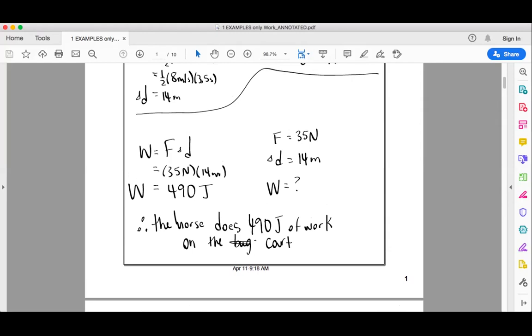And the way that we report it in this chapter, it's important to write therefore statements, because you can't just say work. You'd say work done by something on something else. So you'd say 490 joules of work done by the horse on the cart. You'd have to say by the horse on the cart in order to get full marks for that therefore statement.